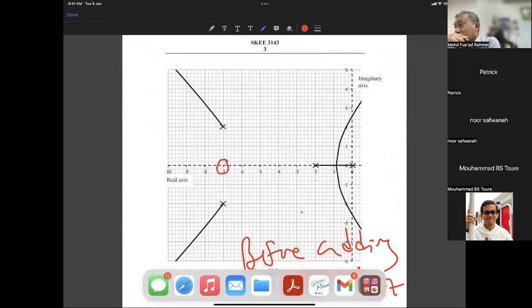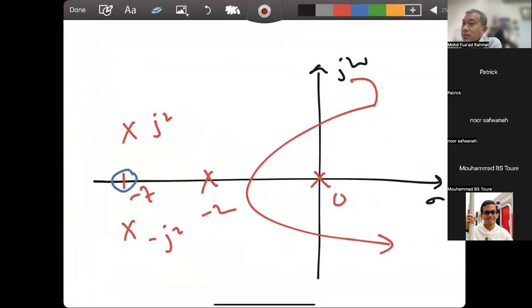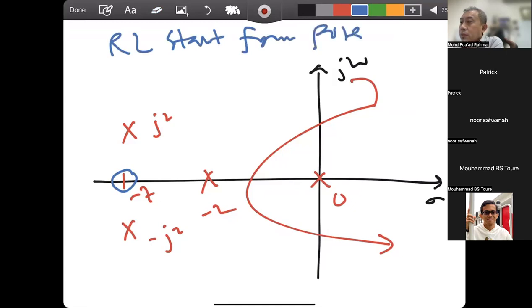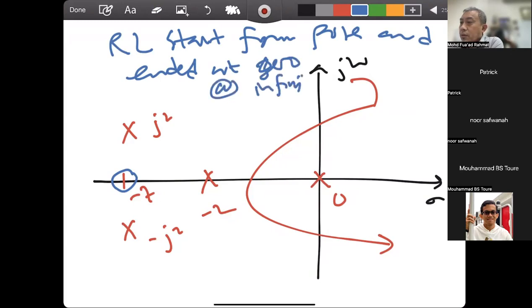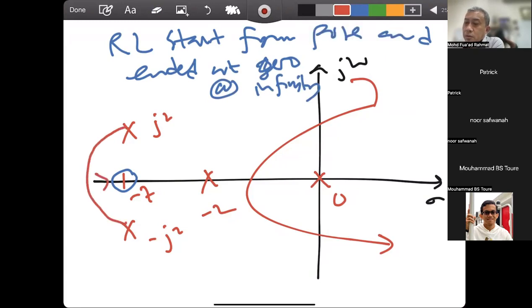Do the poles go towards the zero? Yeah, that's right. By the concept, root locus starts from poles and ends at zeros or infinity. So the plotting will be like this. Especially one goes down and one goes up.